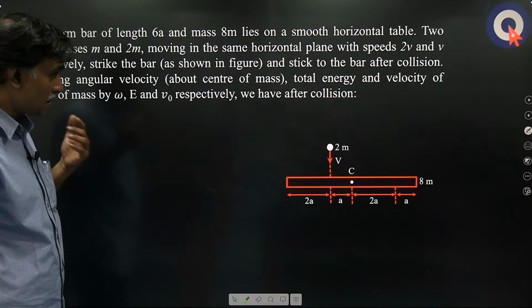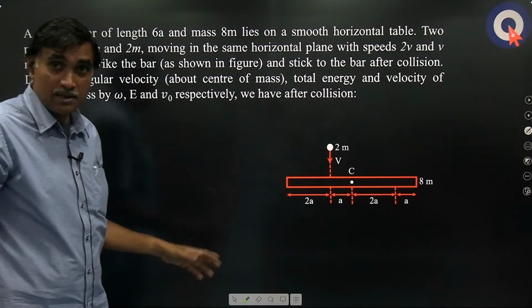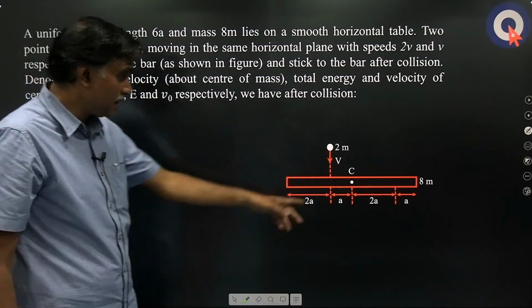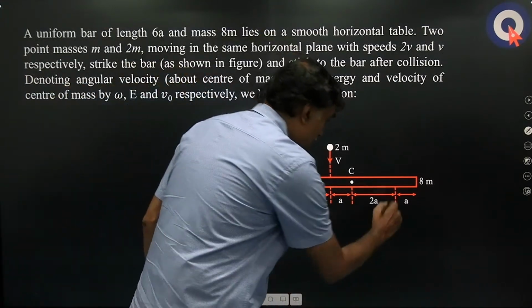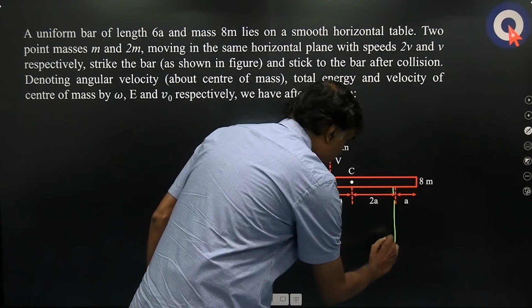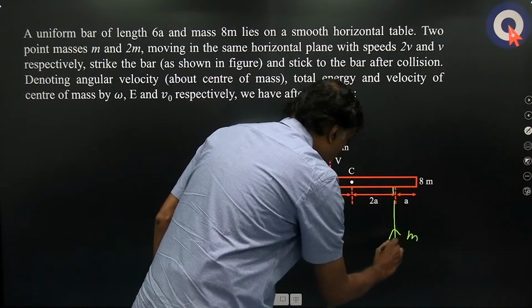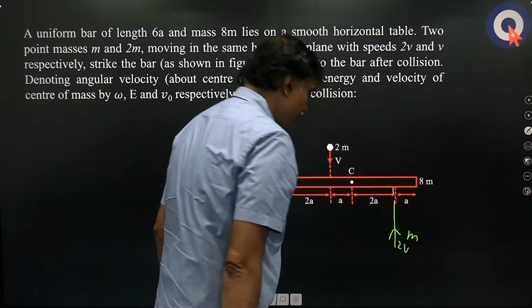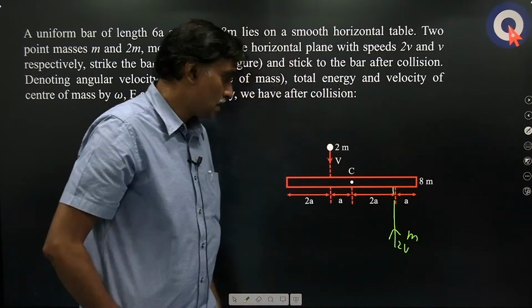But the questions were not asked, but it does not matter. This is an earlier IIT question only, and the figure is incomplete here. There is another mass coming like this actually, m, moving with a velocity 2v.